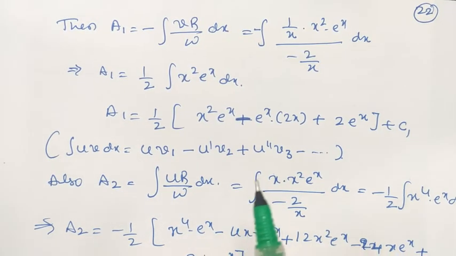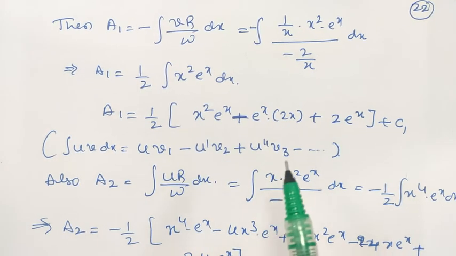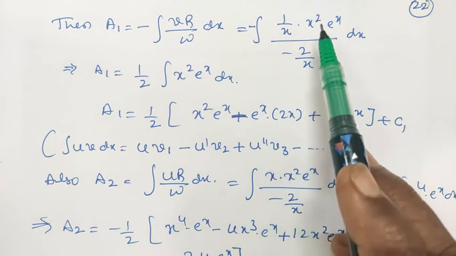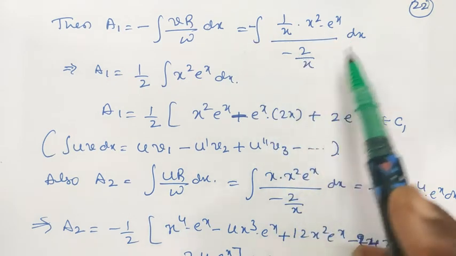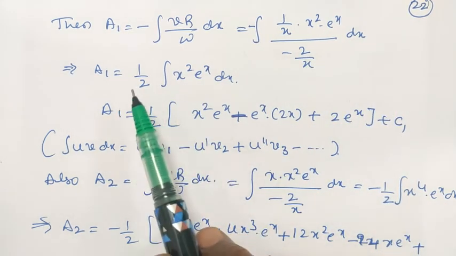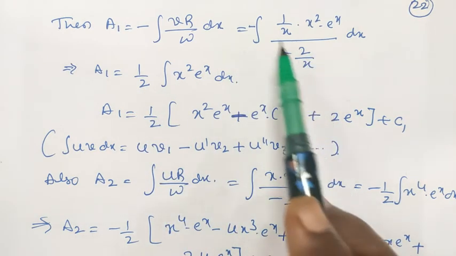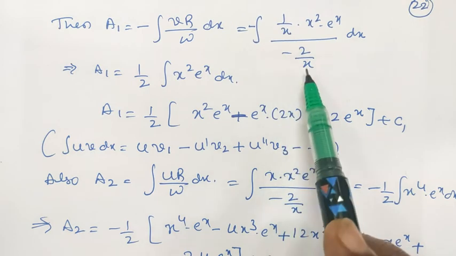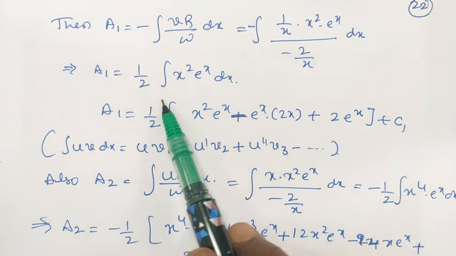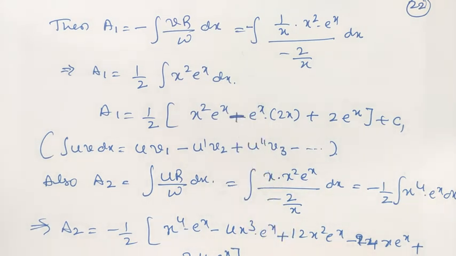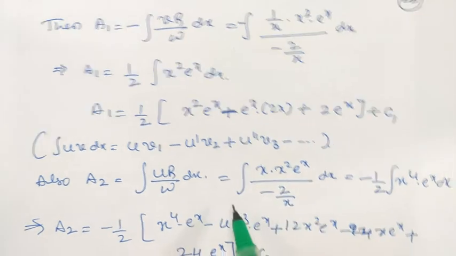Then a1 is the integration of vr divided by W dx. So it is minus, v is 1 by x, r is x squared e raised to x, divided by W, which is minus 2 by x, dx. Now a1 equals, here this 1 by x and 1 by x get cancelled, minus also gets cancelled, this 1 by x also gets cancelled, this 2 remains, 1 by 2, integration of x squared e raised to x dx. And you know, this is the integration of a product of two functions.